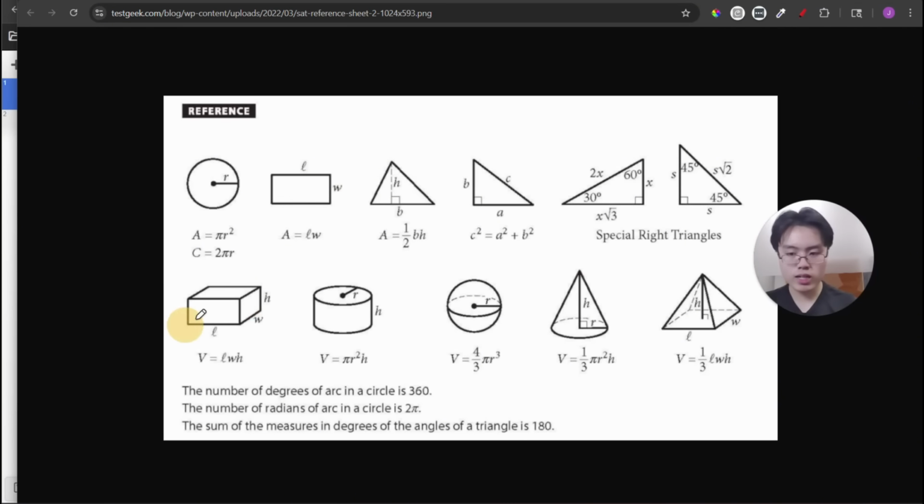How many times do you stack up rectangles to get a rectangular prism? It's height amount of rectangles. So that's why it's actually the base times the height. And this is why I want you to conceptually understand this, because the question might not give you the length, the width, and the height. Instead, the question might give you the base of a rectangle and ask you to get the volume.